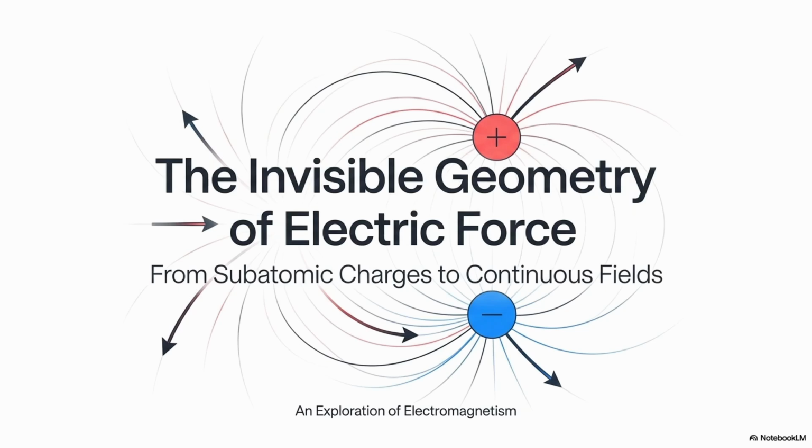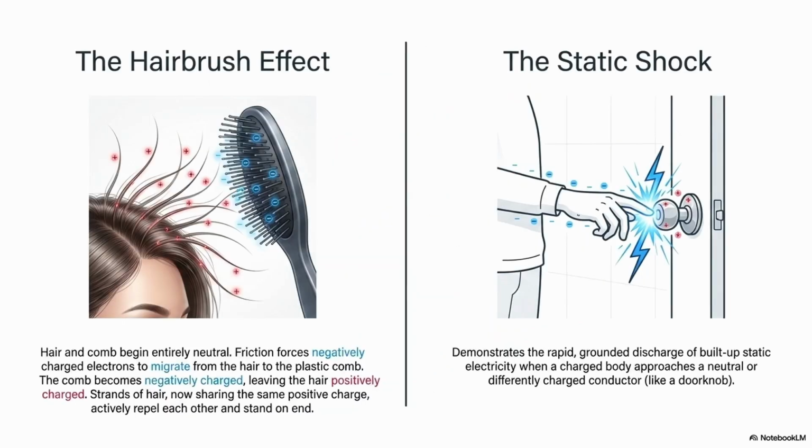But those pathways aren't just theoretical math on a page. Clicking over to slide two, we actually see this grounded in the real world. Oh yeah, the classic hairbrush effect. Right. You run a plastic comb through dry hair, and suddenly the strands are flying everywhere, standing completely on end. So before you start brushing, both the hair and the comb are electrically neutral. They have an equal balance of protons and electrons, but the friction of the brush moving through the hair physically forces some of the negatively charged electrons to just abandon ship. They migrate from the hair right onto the plastic comb.